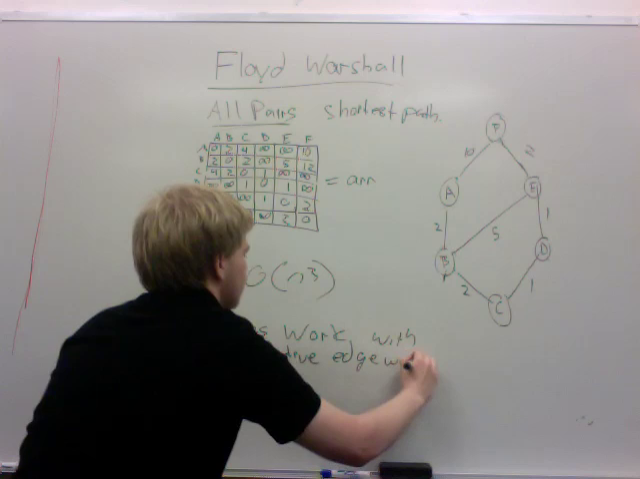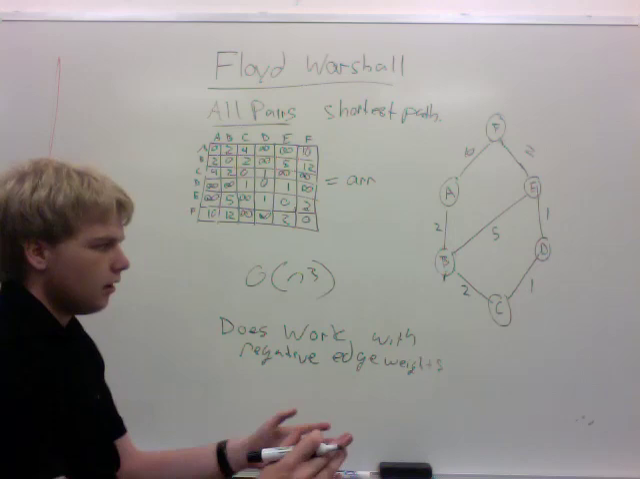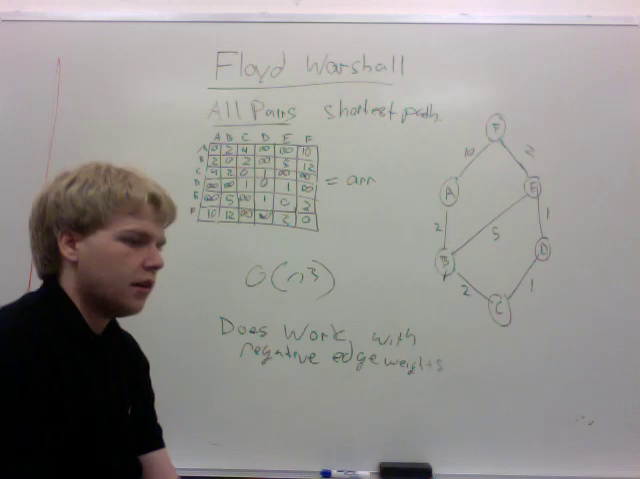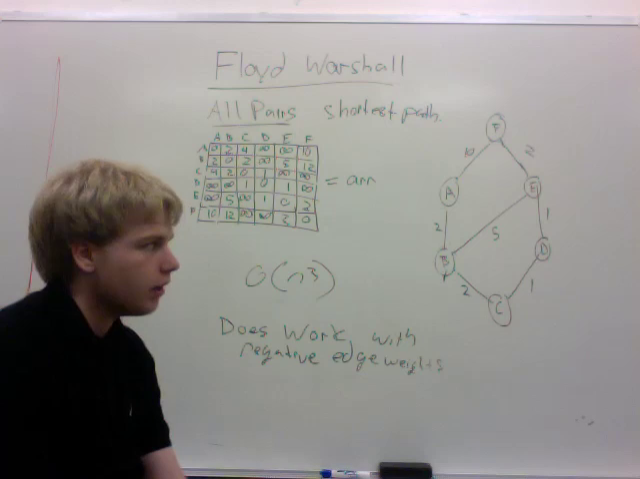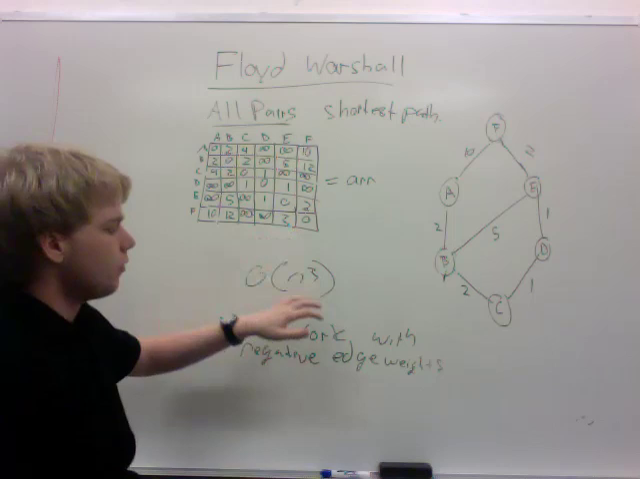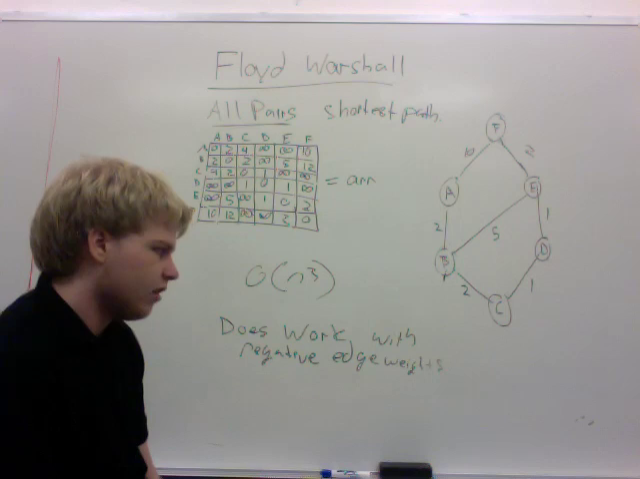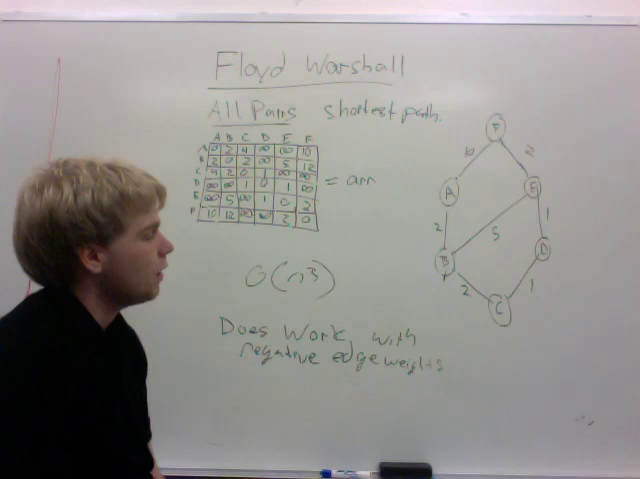And this is essentially because it's going to look at every intermediate vertex possible, and so it'll see, not really all of the paths, but it will consider every vertex. So if there's an edge with a negative weight, it'll consider that edge at some point, and it'll improve the path with that edge. So it handles negative edge weights, and it can also be used to detect negative cycles.